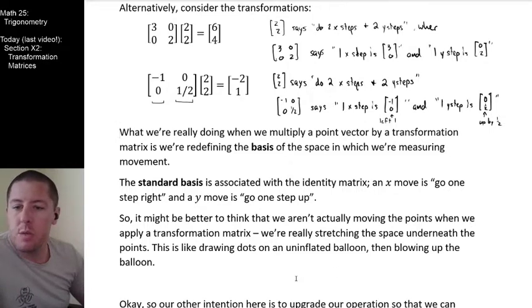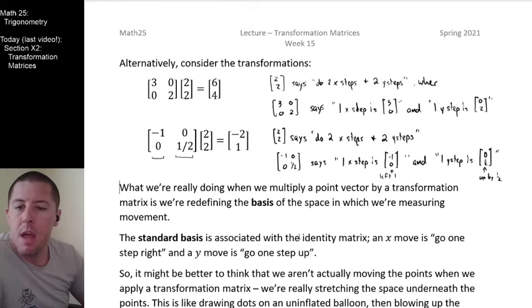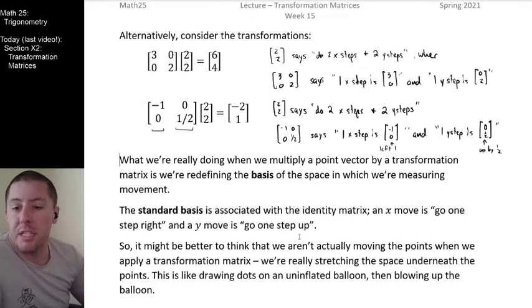So that's what we're doing here: we're really redefining the basis we use to make our measurements. That's what I described in words up here as our new change of basis, our new definition of what it means to take one x step and what it means to take one y step. We're redefining that with every new transformation matrix that we multiply by. All right, so that's our interpretation of what just happened right there.